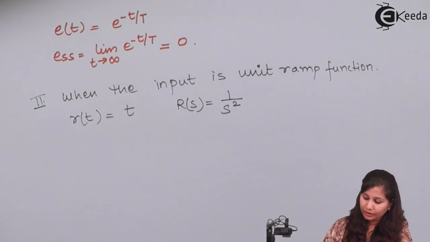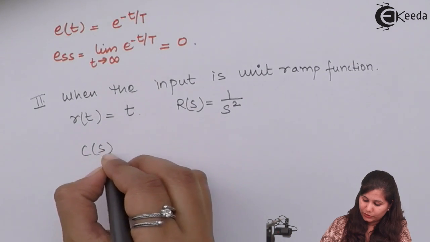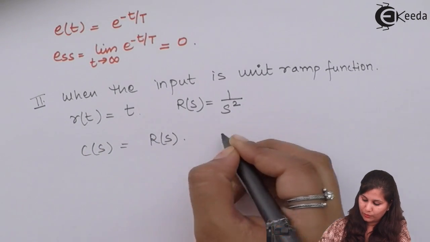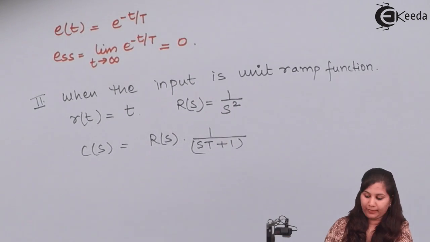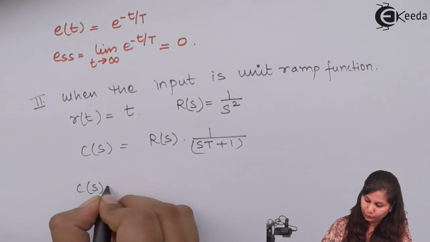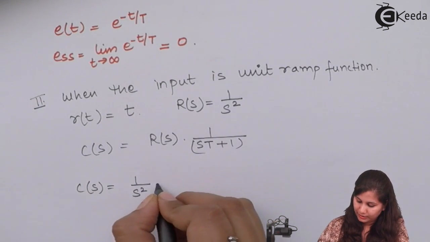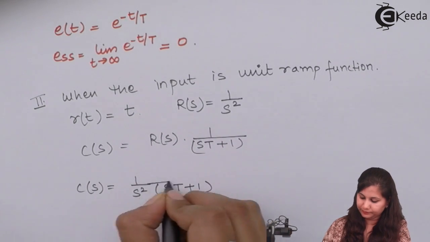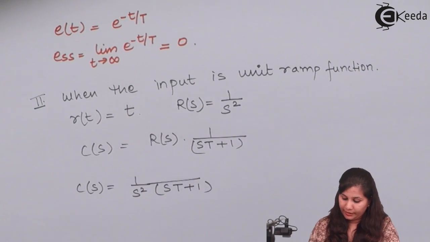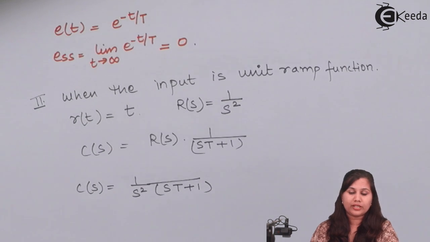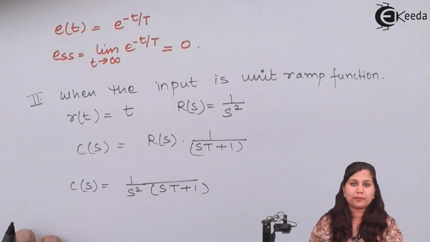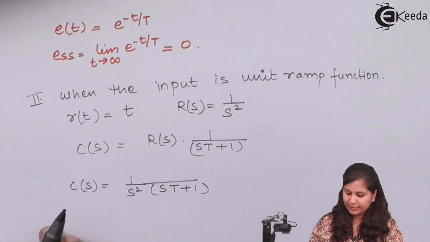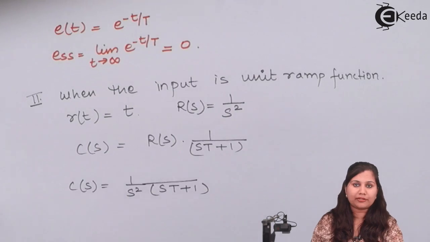Okay. So we have written C(s) equals R(s) into 1 upon sT plus 1. So here we are going to put the value of R(s). So C(s) will be equal to 1 upon s square into (sT plus 1). Okay. Now we are going to get the partial fractions of this. This is the output response we have got here, C(s), so now we are going to write its partial fractions.